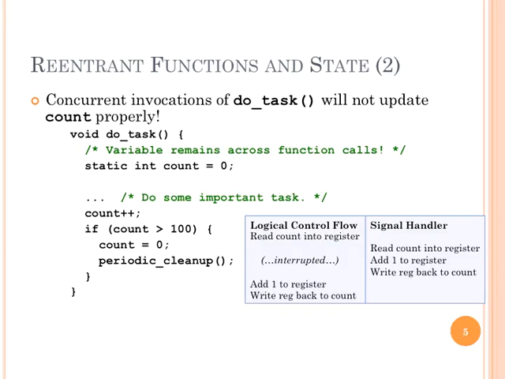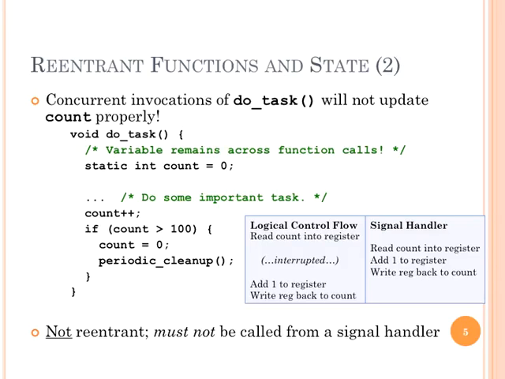And if we read count into the register and then the signal handler interrupts it, and it just so happens that the way it's interrupted is that it goes and updates count, now our logical control flow has an out-of-date value for our count. Okay. And like I said, here it's not a serious situation. It's actually not that big a deal in this context.